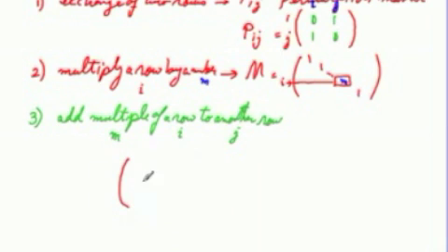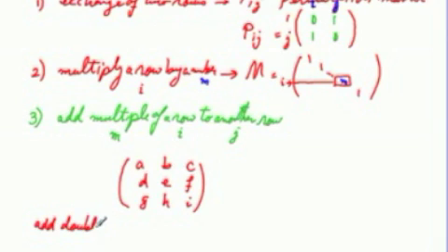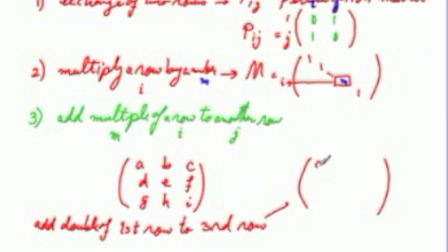Suppose I have a matrix A, B, C, D, E, F, G, H, I, and what I want to do to this is add double of the first row to the third row. If I do that, what do I get? I want to add double of the first to the third. So what is the third row going to look like? 2A plus G, 2B plus H, and 2C plus I. Is that right?